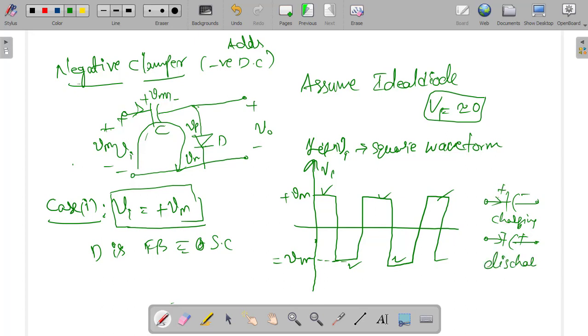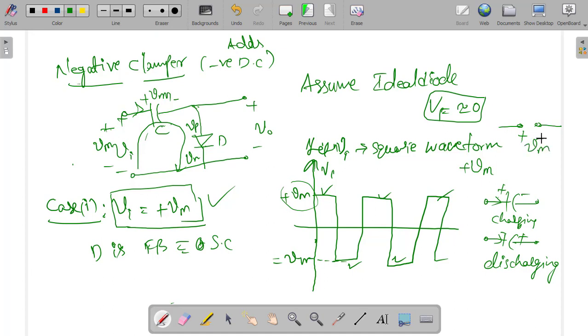For charging, this will be positive, this will be negative. It will charge to a maximum voltage of Vm. Why Vm? Because the maximum voltage at the input is plus Vm. You are taking the first condition as maximum voltage at the input as plus Vm. So the capacitor charges until it reaches a voltage of Vm. Once it is charged to Vm, it acts like an open circuit, with a maximum voltage of Vm across the capacitor.